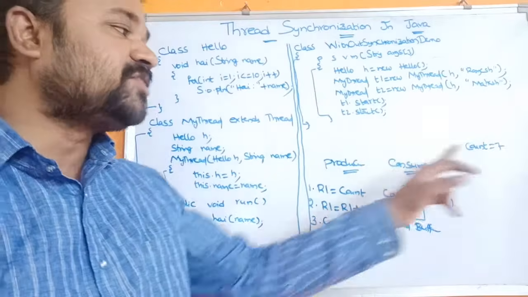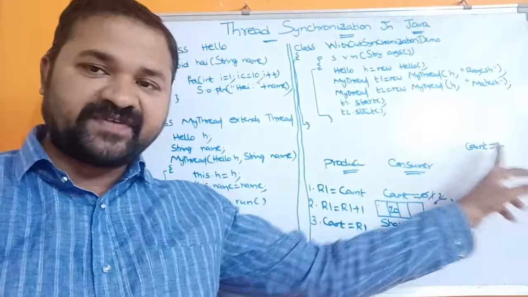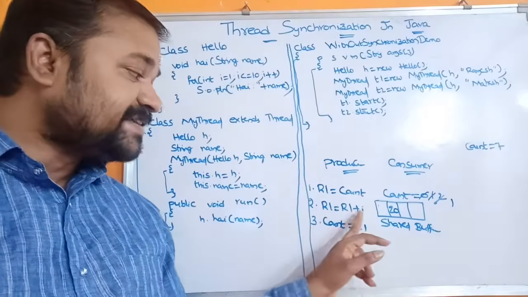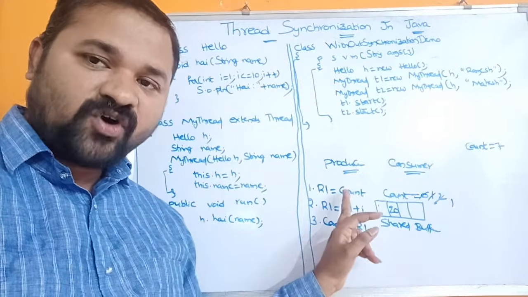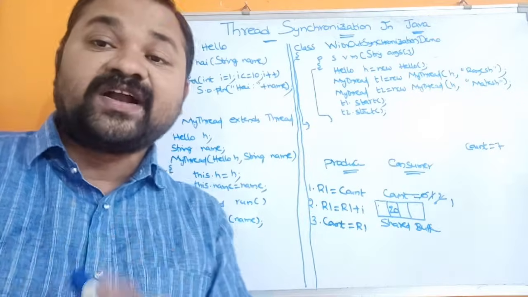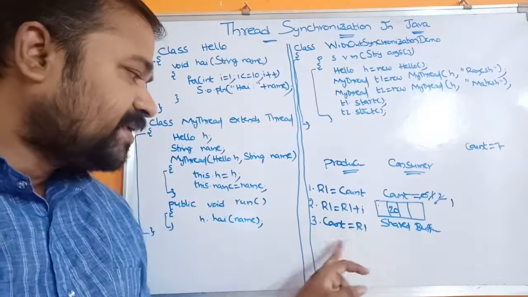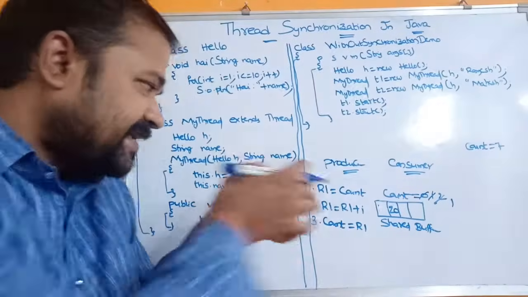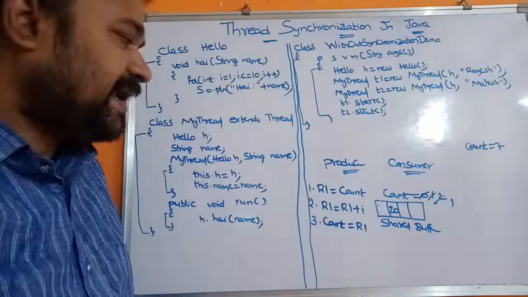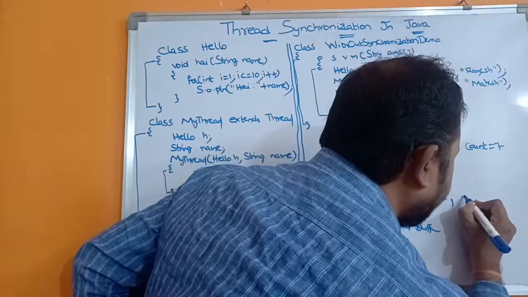So likewise the producer thread will perform the operations. R1 is equal to count. What is the count value? 7. So now R1 value will become 7. Next, R1 is equal to R1 plus 1. What is the R1 value? 7. So 7 plus 1 means 8, so R1 is equal to 8. And then count is equal to 8. So after placing the item, count will become 8. Let us write the logic for the consumer here.